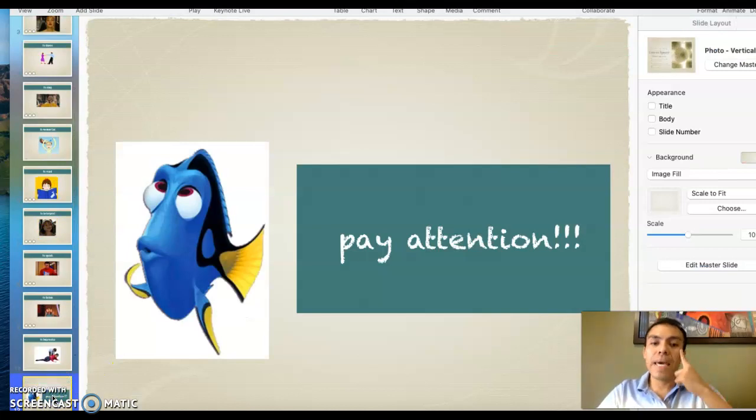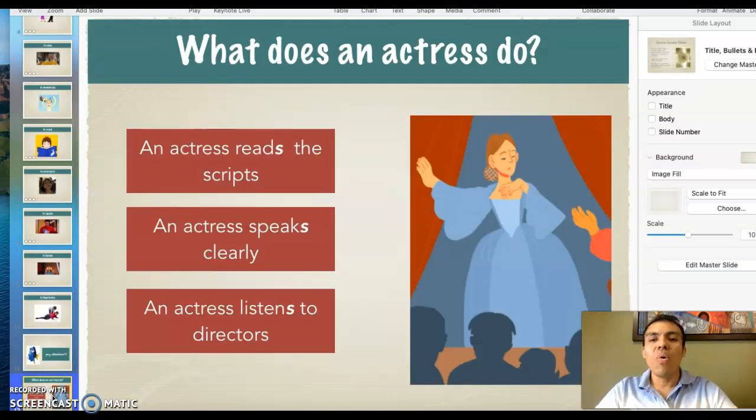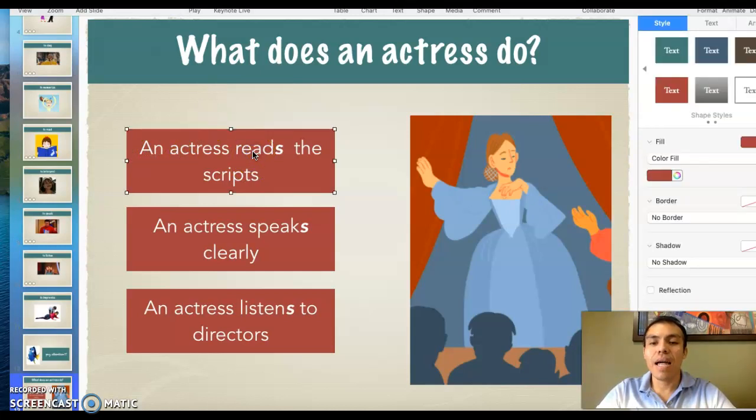Now students, pay attention. The most difficult part. What does an actress do? Pay attention to the end of the verbs. An actress reads the scripts. An actress speaks clearly. An actress listens to directors. What do we have in common in these 3 examples?